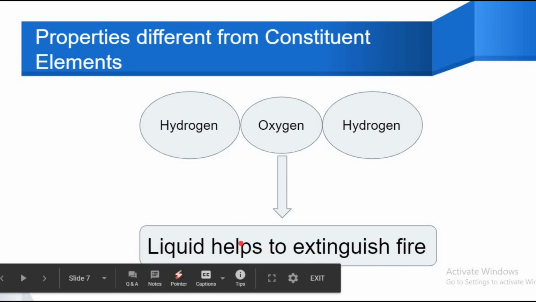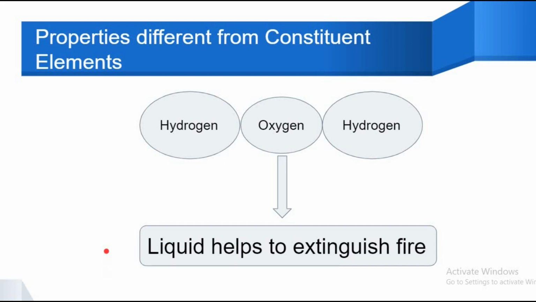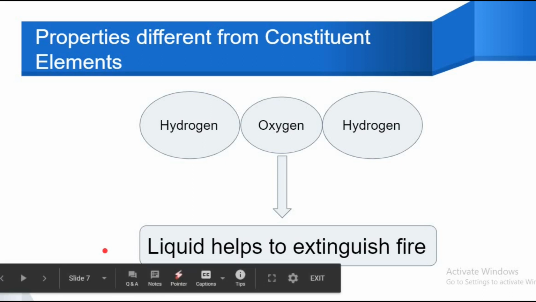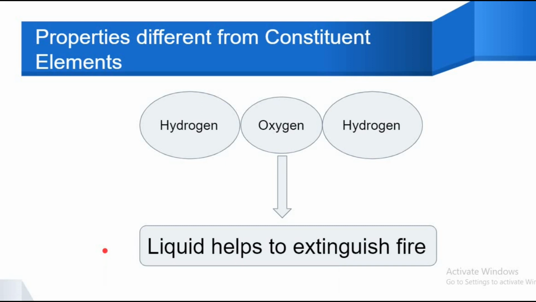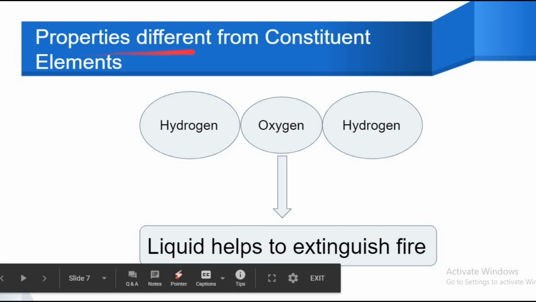Similarly, carbon is a black tasteless solid. Hydrogen and oxygen are gases, but sugar, a compound formed out of these elements, is a sweet white solid. So, the properties of compounds are different from the properties of their constituent elements.